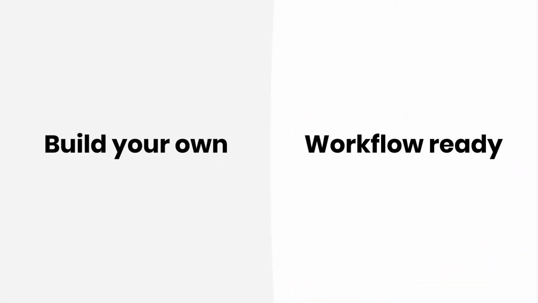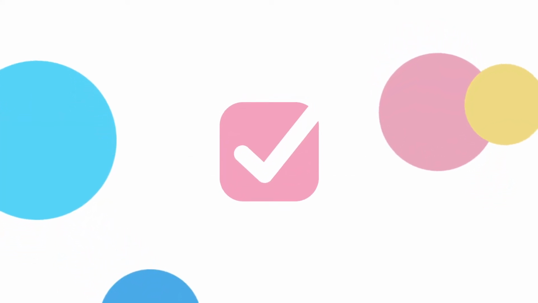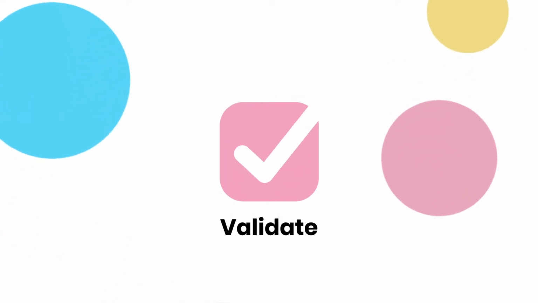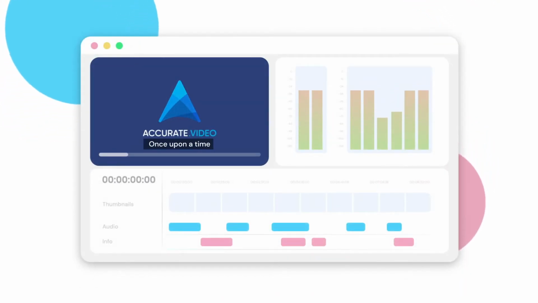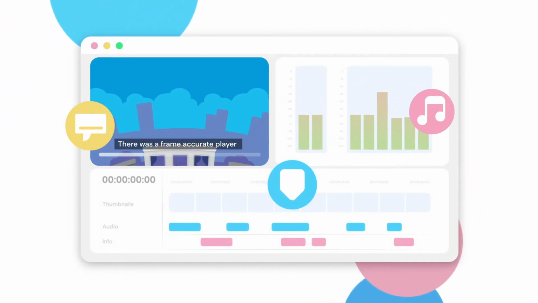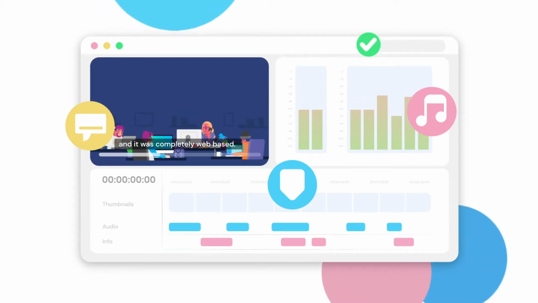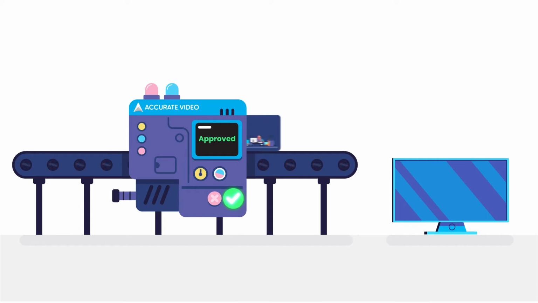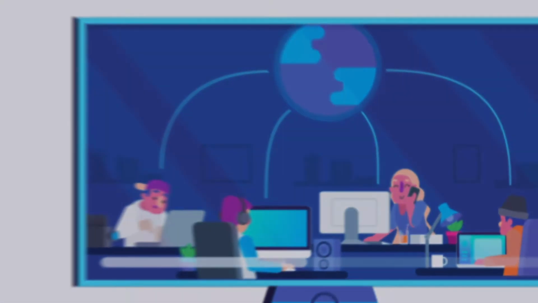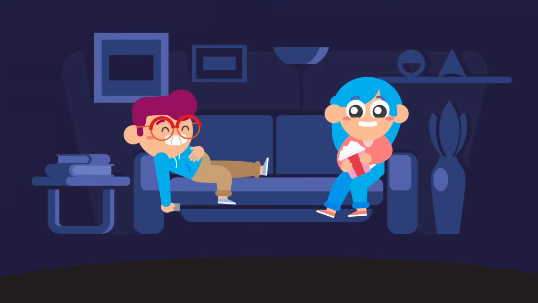Try our workflow-ready solution that supports a number of common use cases. Validate is a content validation and QC solution. Use the tools Subtitle, Markers, VU Meter, and Asset Approval. Streamline the media supply chain and get the content into the hands of your viewers.